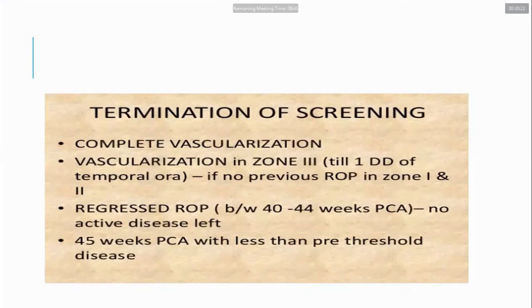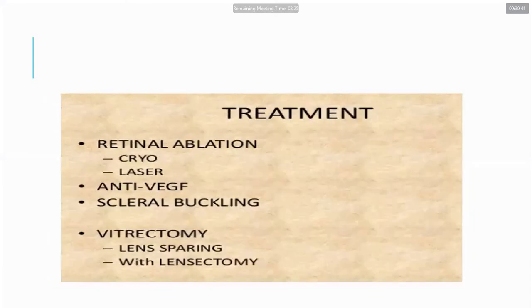Termination of screening is at complete vascularization, vascularization in zone 3 till 1 disc diameter of the temporal ora, regressed ROP, and 45 weeks postmenstrual age with no previous screening showing more than pre-threshold disease.